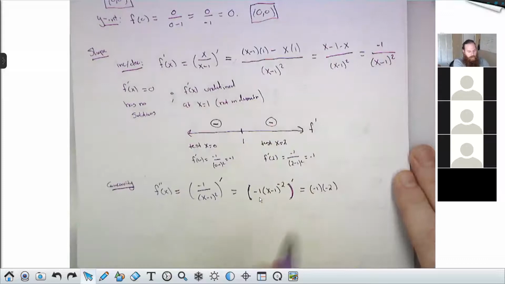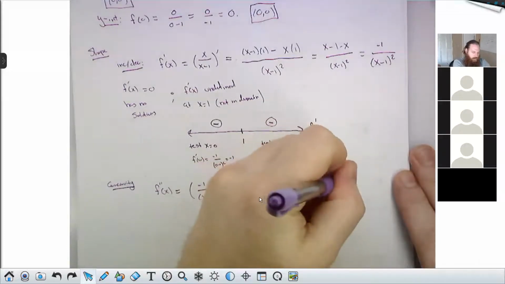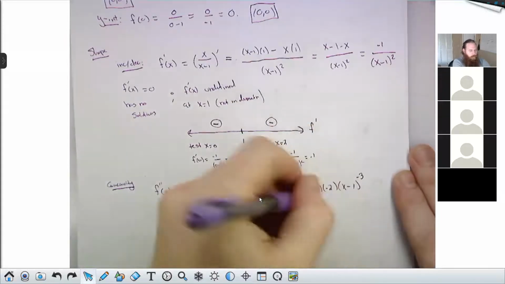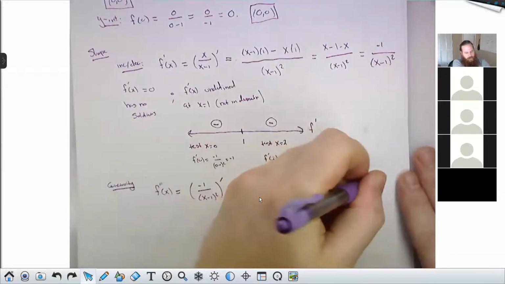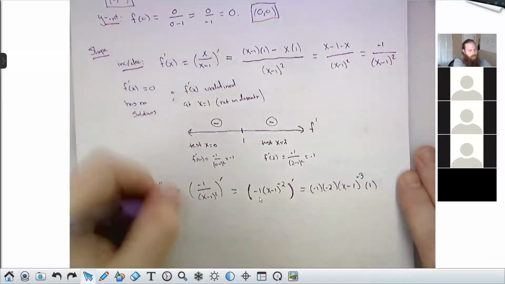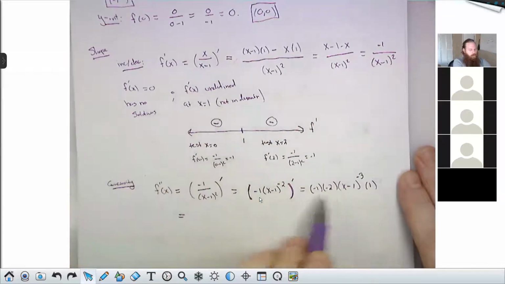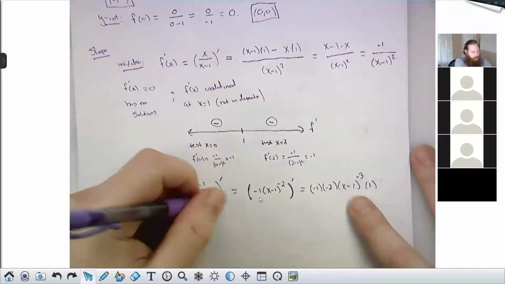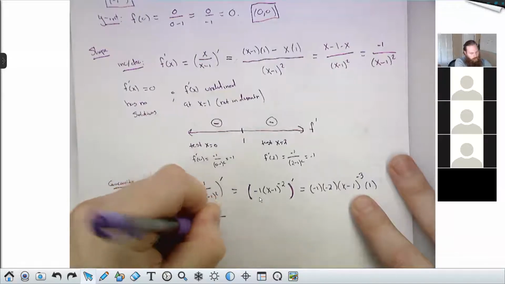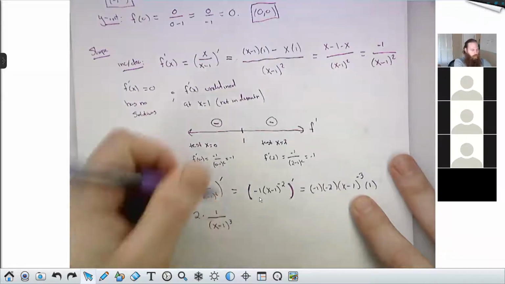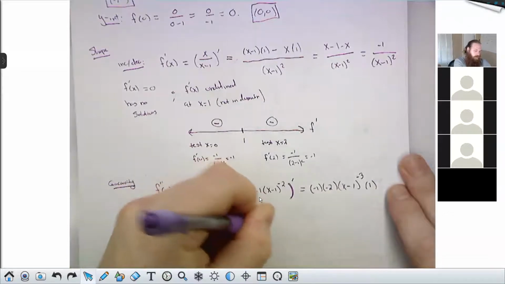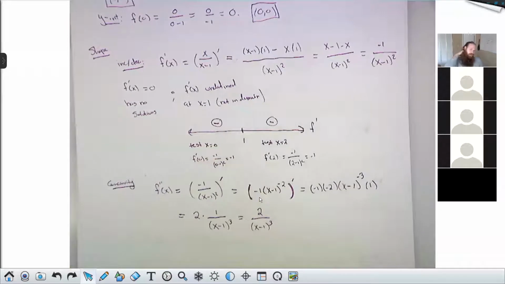And then I need to reduce this power by 1, leaving the inside alone. So I'd have (x minus 1) to the negative 3. And then I multiply by the derivative of the inside, which is 1. So altogether, f double primed is negative 1 times negative 2. That's positive 2 times (x minus 1) to the negative 3. That's 1 over (x minus 1) cubed times 1. So this is 2 over (x minus 1) cubed. That is my second derivative.